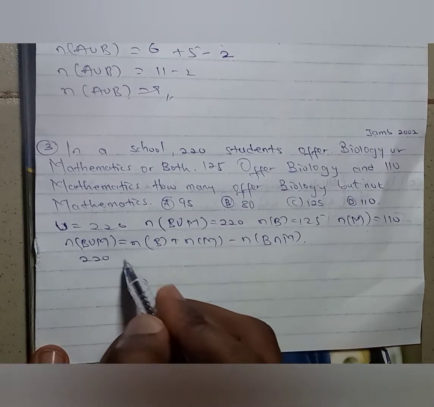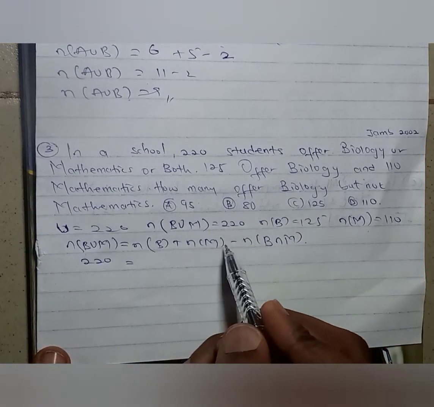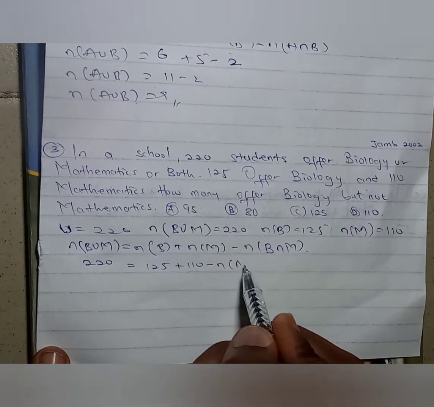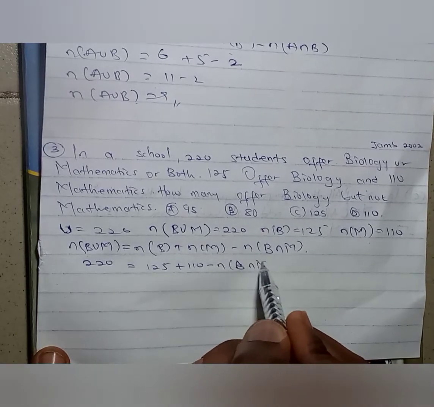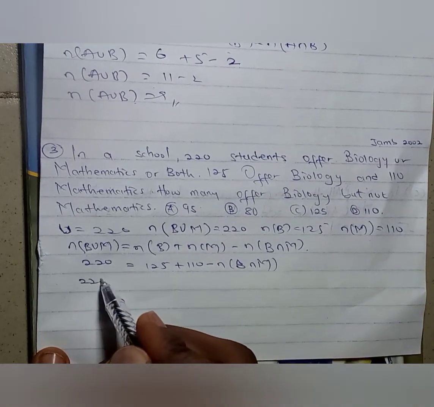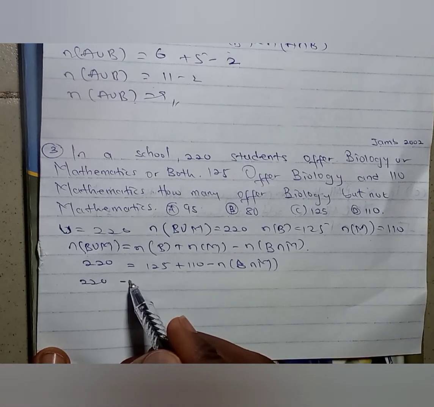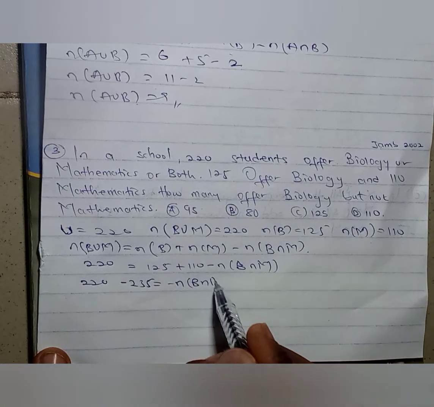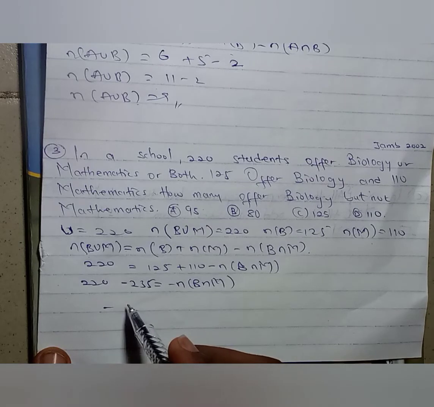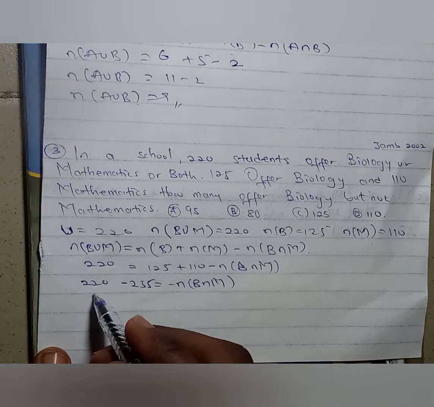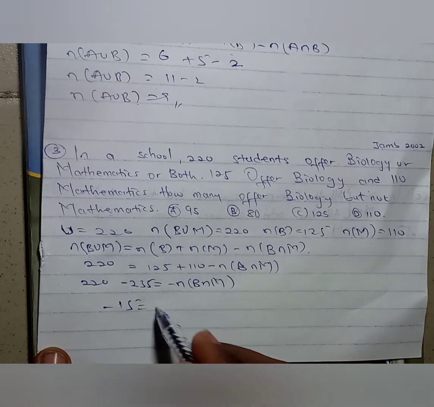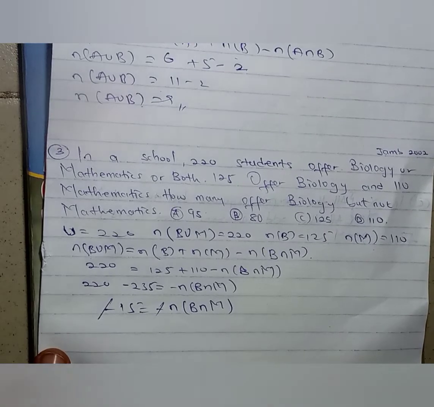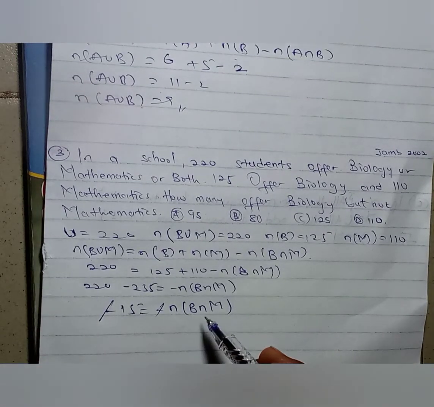So 220 is equal to 125 plus 110 minus the intersection between biology and mathematics. So 220 minus, when you add this up, this gives us 235. This equals negative intersection between biology and mathematics. So it gives us negative 15, right? Negative 15 is equal to negative intersection between biology and mathematics. Let's cancel this. So you can see that 15 students studied both biology and mathematics.